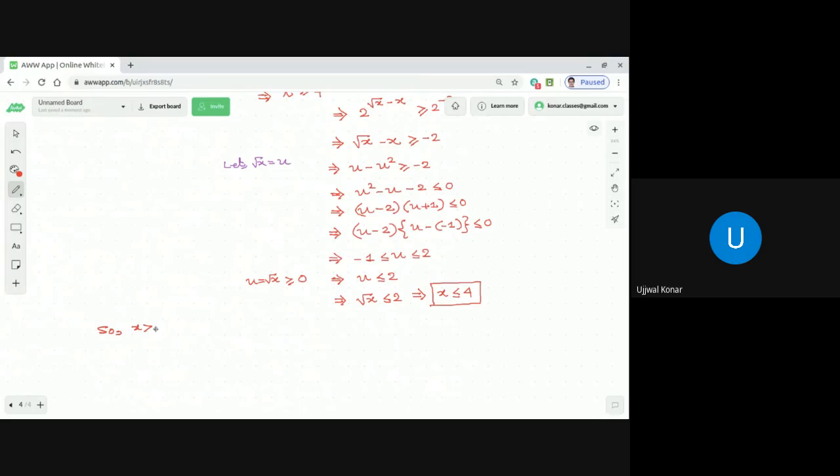x greater than or equal to 0 and x less than or equal to 4 tells us that x belongs to the closed interval 0 to 4. That is the solution. Correct or not? Clear or not clear? Yes.